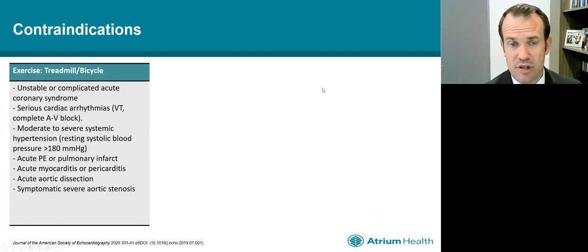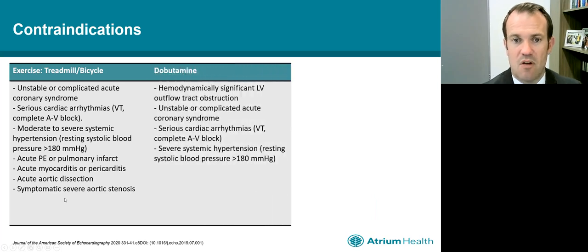We need to know the contraindications to stress testing, and so we shouldn't be doing treadmill or exercise testing in people who have had unstable or complicated acute coronary syndrome, if they've got serious cardiac arrhythmias, significant resting hypertension, and the number to keep in mind is greater than 180 millimeters of mercury. If they've had an acute PE or pulmonary infarct, acute myocarditis or pericarditis, acute aortic dissection, or symptomatic severe aortic stenosis.